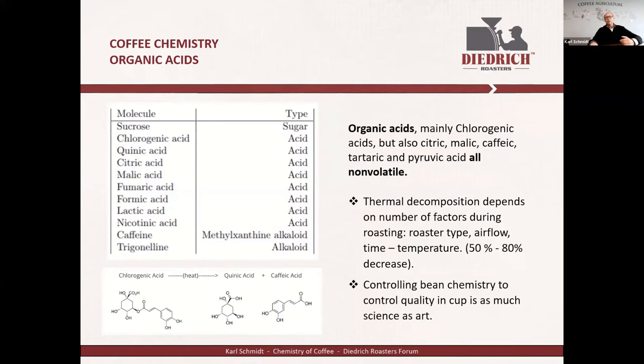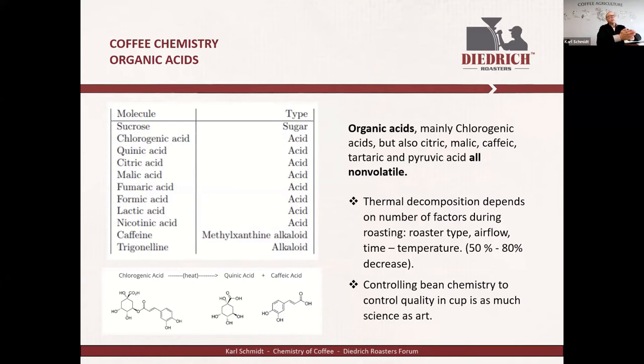Thermal decomposition, again, here's the word. We're going to come back to the four most important chemical reactions and a number of factors during the roasting: roaster type, airflow. We're going to talk about that a little bit more later. Airflow plays an incredible role in breaking these organic acids down to their degree. And there's where the roast master comes in.